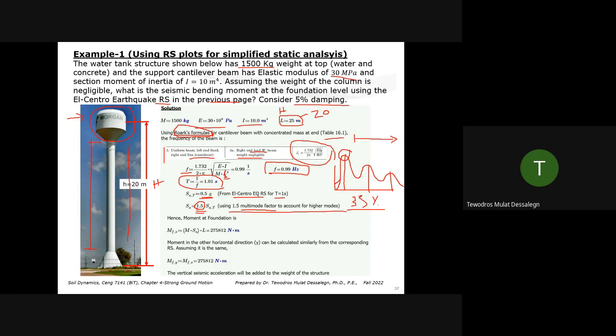Now you have your acceleration, you have your mass, then what's the moment? The force we get is right here, and that force is acting on the mass at the top. We know the height and we know this mass. Acceleration times mass is the force. So this, SA, spectral acceleration, times the mass, is our force.